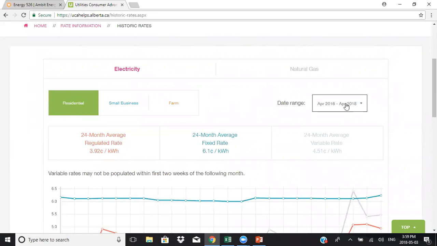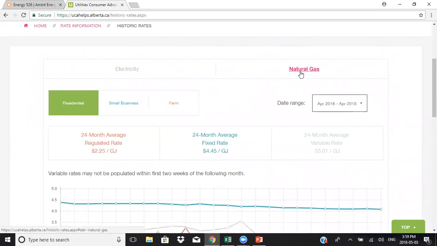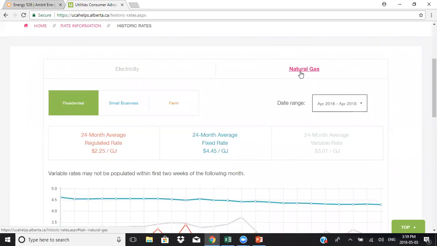So here's electricity, guys. Natural gas works exactly the same way. Regulated natural gas rate, 24-month average, $2.25 per gigajoule. Fixed rate, times 2, guys, $4.45 a gigajoule. Why would you go on a fixed rate? Absolutely makes no sense. But the last one is going to be the average variable rate. Again, that's the competitive retailers, $3.01. Why is it so much higher than the $2.25?